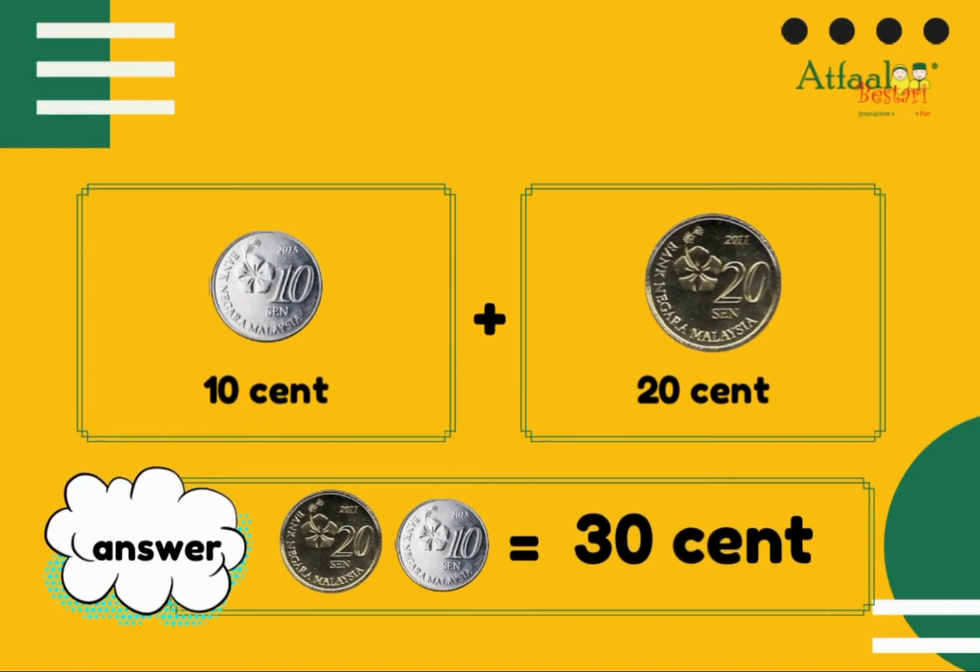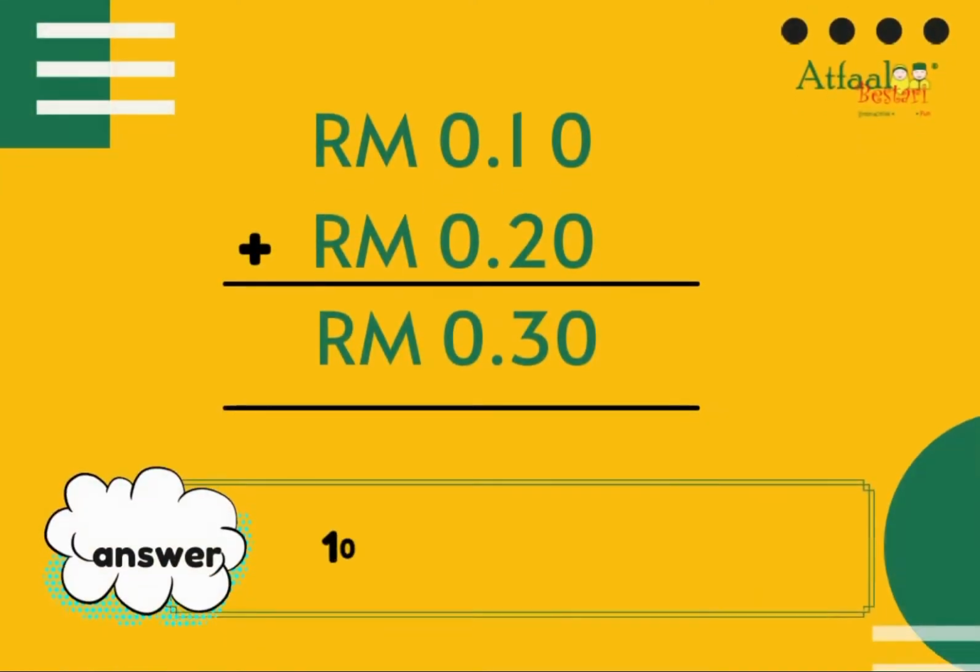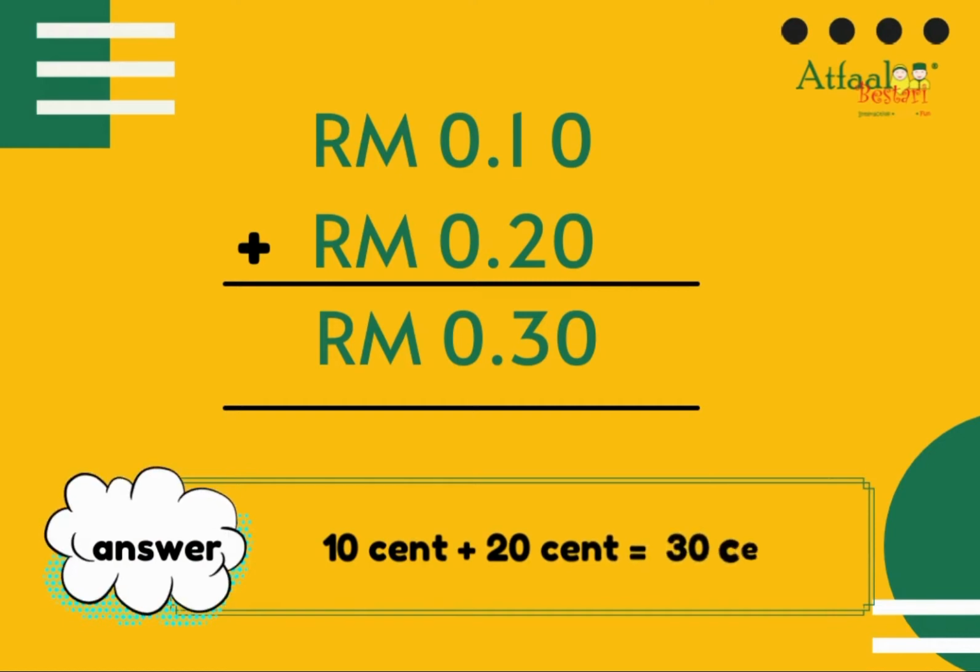Now, let's see 10 cent plus 20 cent equal 30 cent. In vertical method, write down 10 cent plus 20 cent. Then, count the last number on your right side, which is 0 plus 0 equal 0. Then 1 plus 2 equal 3. On the ringgit side, 0 plus 0 equal 0. So the answer is 30 cent.